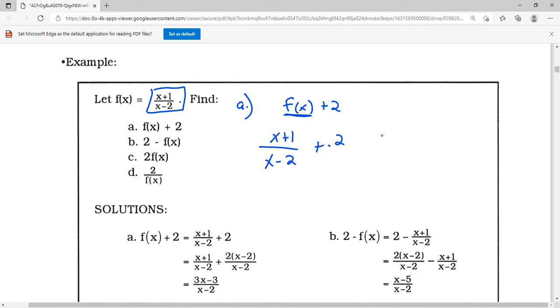And it's easy if we put that on the bottom of a fraction, right? Now, we've got to make these like terms, so we need to multiply this times x minus 2, and this times x minus 2, to get our bottoms the same there. So this one stays the same.